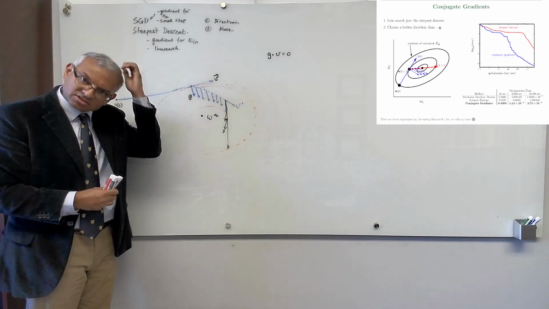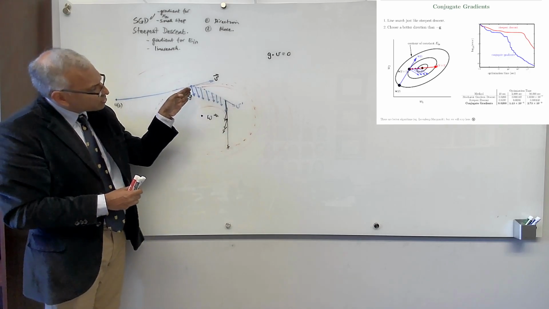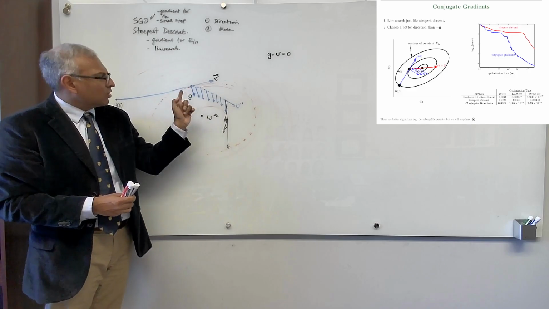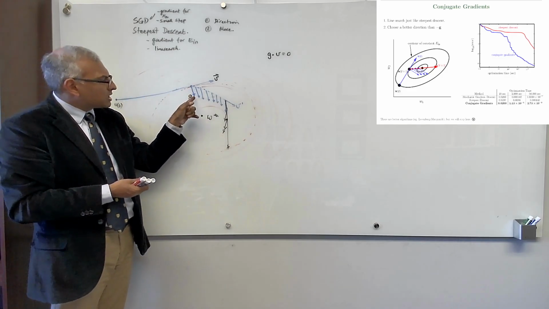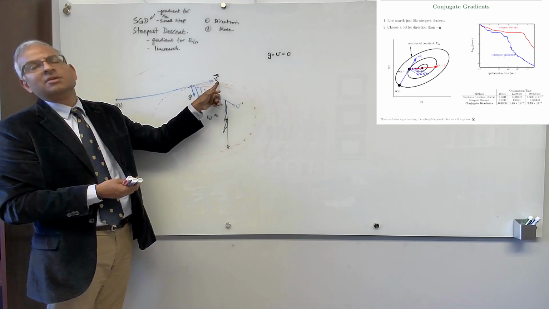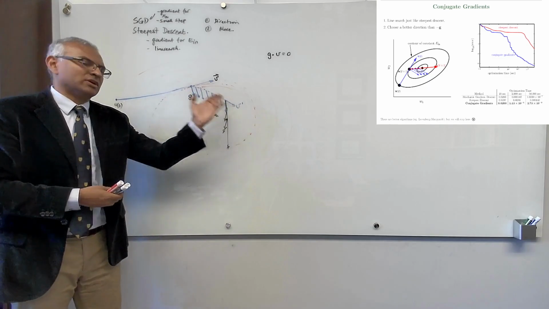Okay, so that's the philosophy behind conjugate gradients: to choose each next direction so that as you move along that direction, the gradient doesn't change. Or more specifically, the dot product of the gradient with the previous direction that you moved in doesn't change. Okay. Now, we can do all the math and figure out what that direction is.